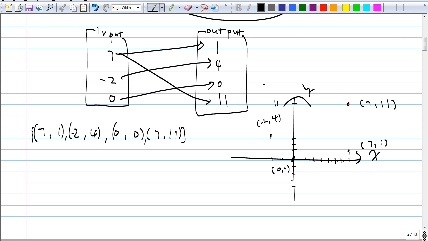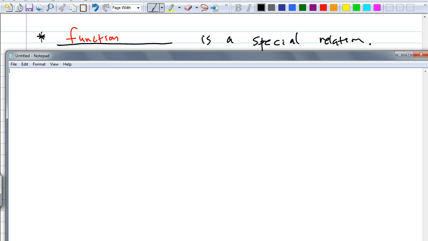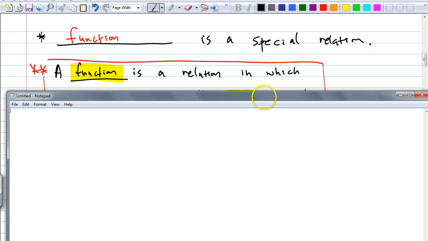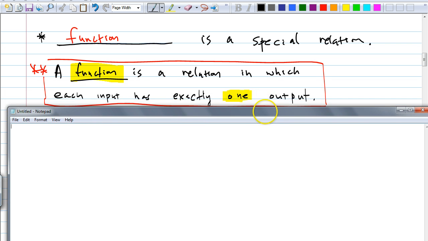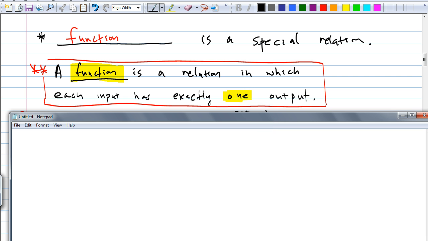Okay. As I said before, a function is a special relation. It's kind of like convertible cars, right? A convertible is still a car, but a convertible is a special type of car. Kind of like a function. A function is a relation, but it's a special kind of relation. What makes it special is this: a function is a relation in which each input has exactly 1 output.